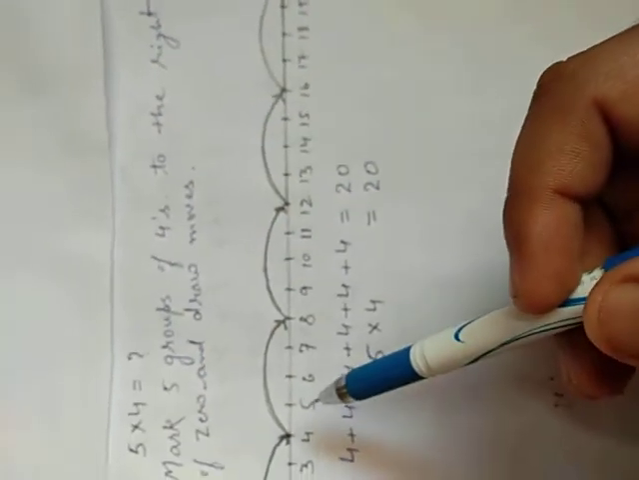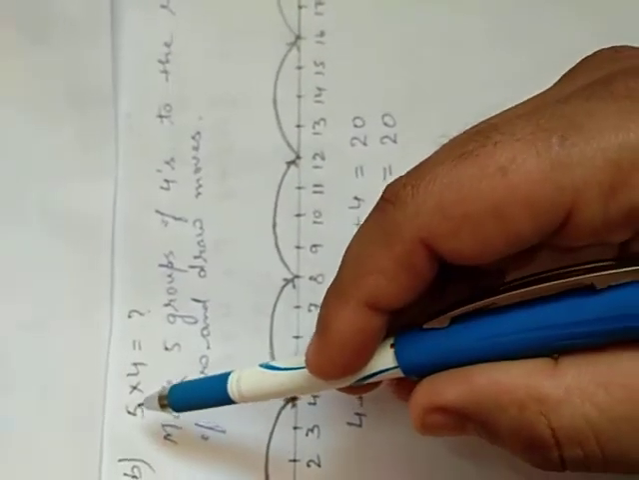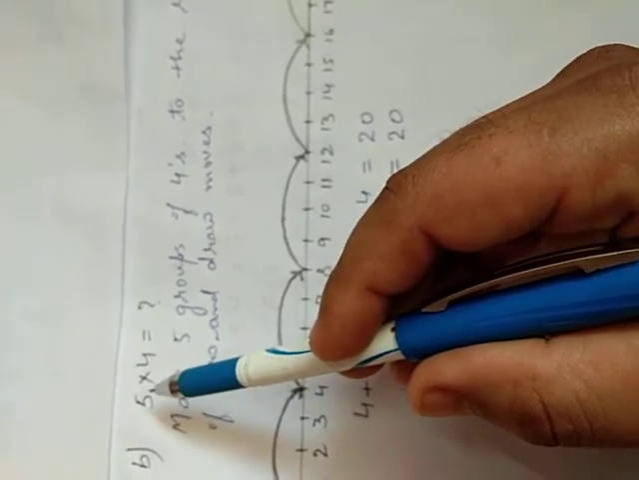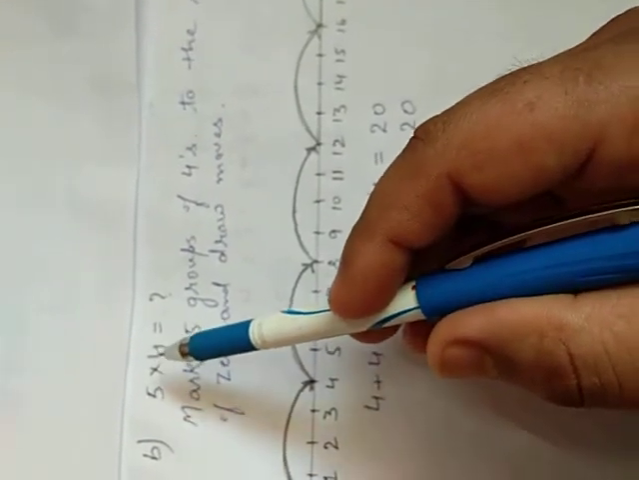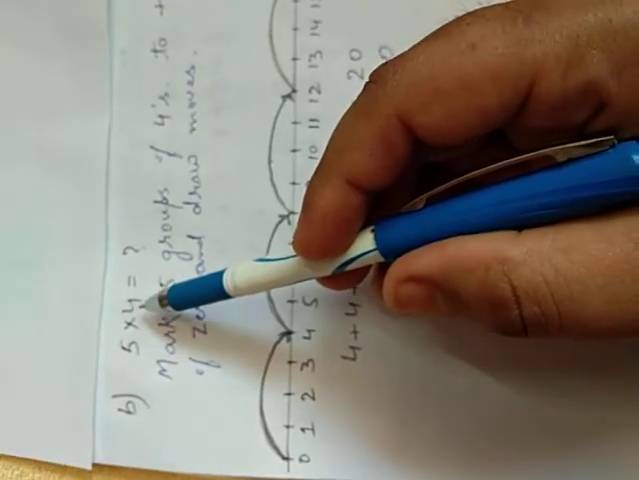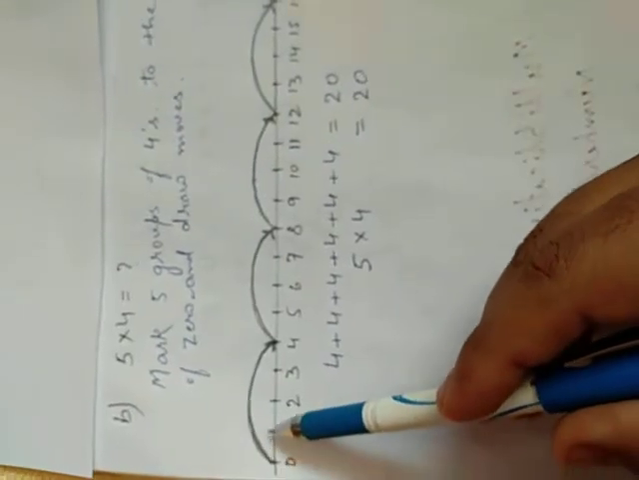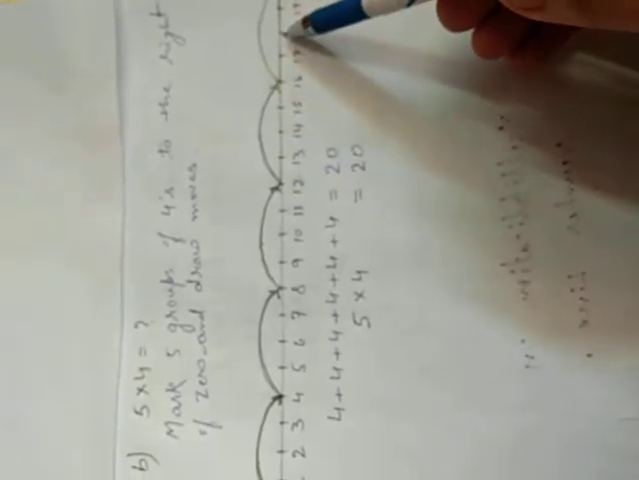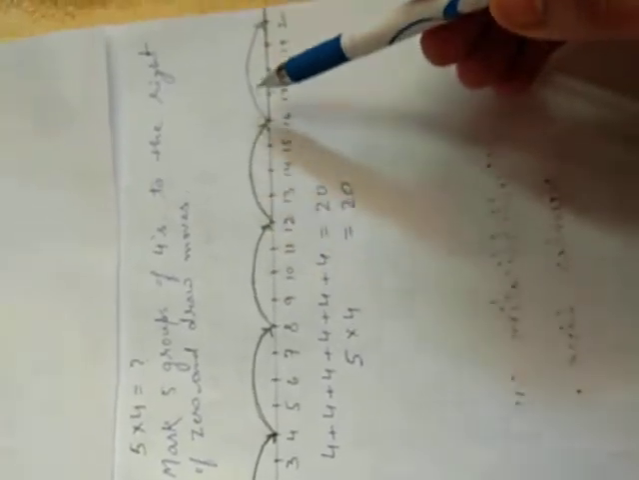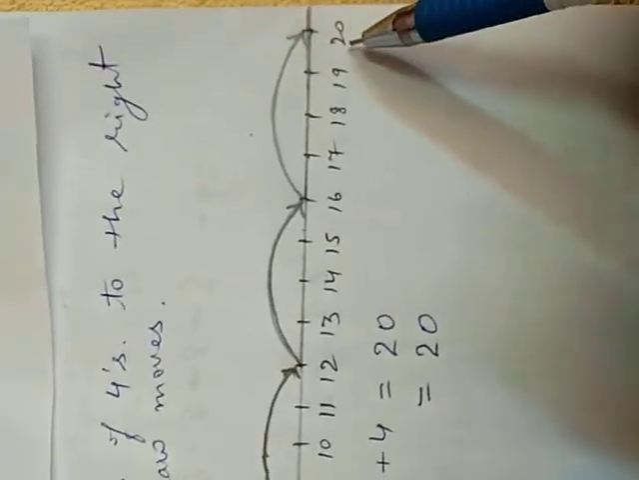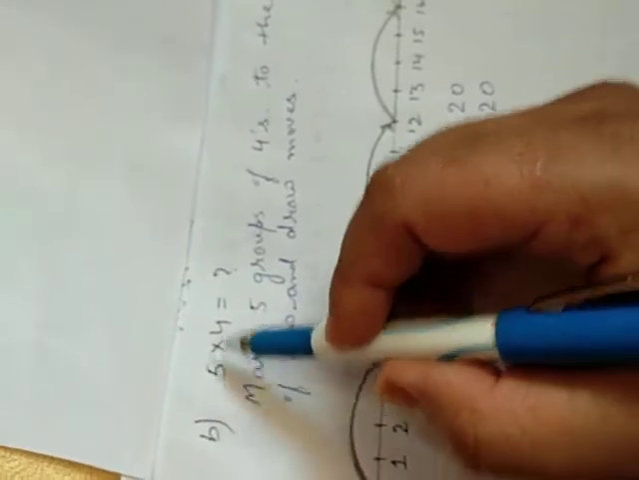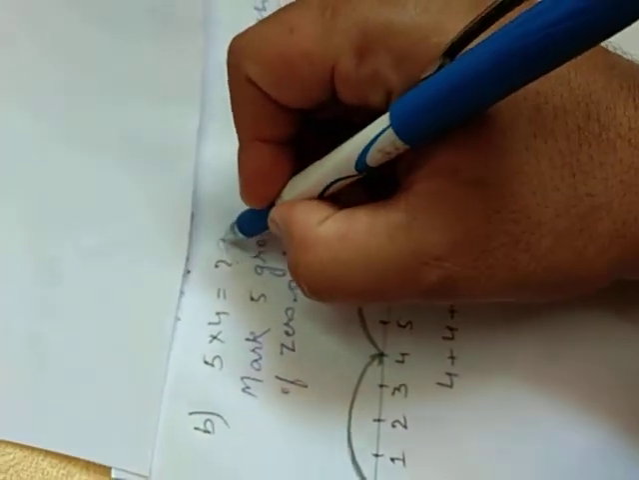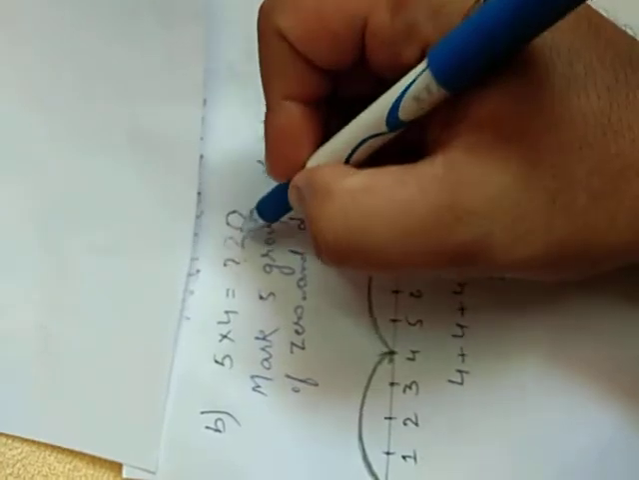So how many jumps do we have to make? We have to make 5 jumps, and in each jump we jump 4 numbers. First jump, second jump, third jump, fourth jump and fifth jump. And in the last jump we have reached the digit 20. That means we can say 5 times 4 will give 20.